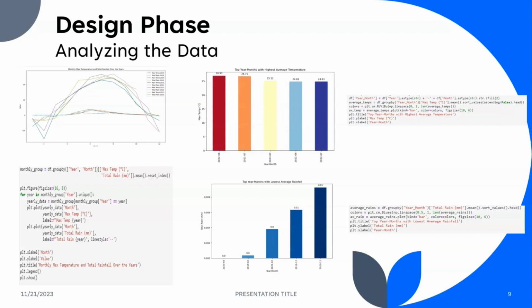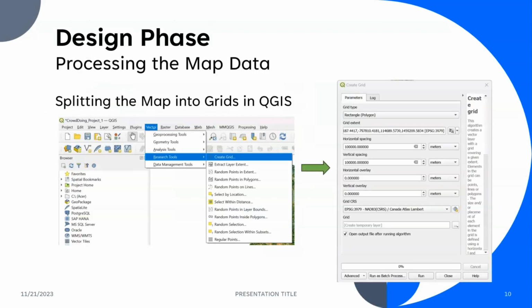Next, we have 2 bar charts that were both plotted using the Matplotlib plot function, and the option bar is set for both the charts. The first chart gives the top 5 months within the 5 years that had the highest temperature. The second chart gives the 5 months with the lowest rainfall. After our data analysis, we move on to process and prepare the map for the project.